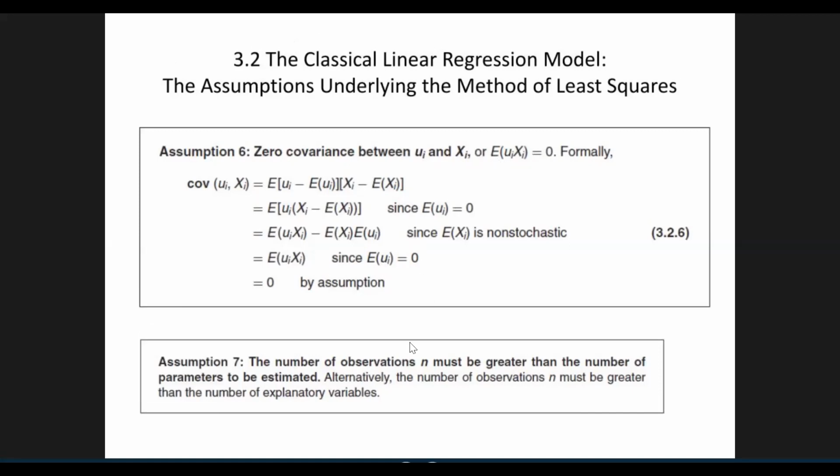In assumption 7, the number of observations n must be greater than the number of parameters to be estimated, which means that if you have 2 parameters in a regression line, then the number of observations will be greater than 2. If we have 3 parameters in a regression, then the number of observations in both x and y must be greater than 3, and so on.